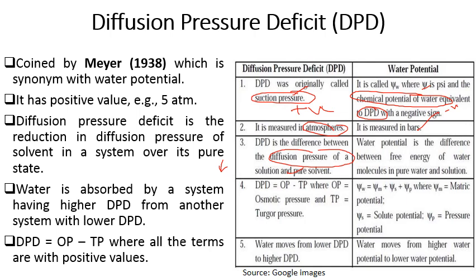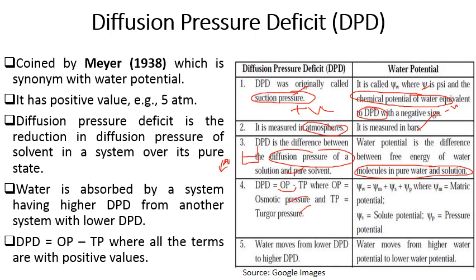DPD is the difference between the diffusion pressure of a solution and its pure solvent. It means the solvent in a solution has a higher DPD as compared to the pure solvent. Water potential is the difference between the free energy of water molecules in pure water and in solution.